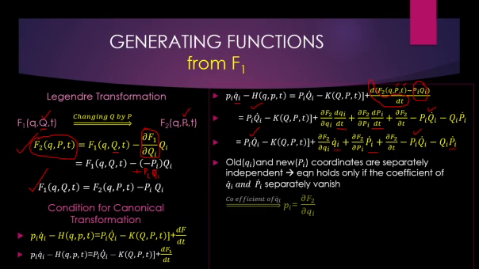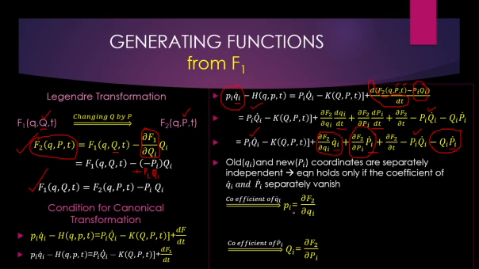So they must be separately vanishing terms. Using that concept, equating the coefficient of q_i dot, the coefficient is P_i equals, where is the other q_i dot? Here. So the coefficient is ∂F2/∂q_i. That is the first equation we get by equating the coefficient of q_i dot. Next we have P_i dot here. The coefficient is ∂F2/∂P_i, and the next one is minus Q_i P_i dot, which are both on the same side. Equating those, we get capital Q_i equals ∂F2/∂P_i.